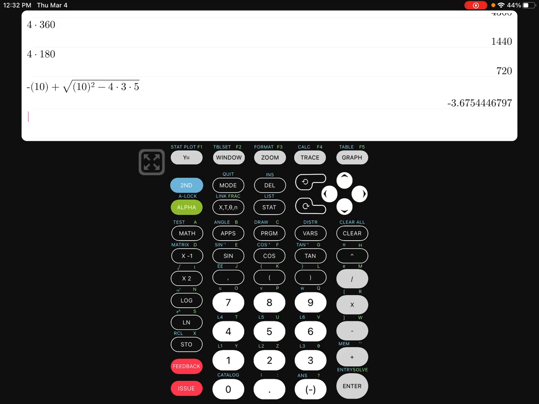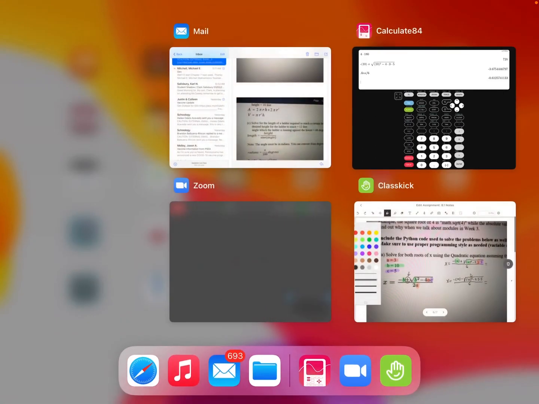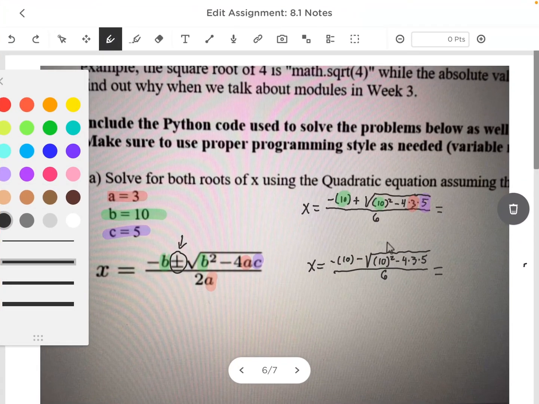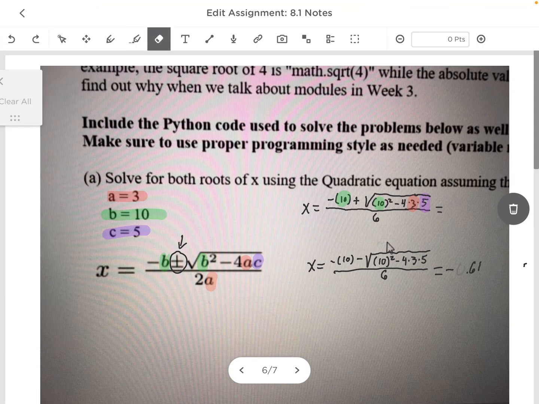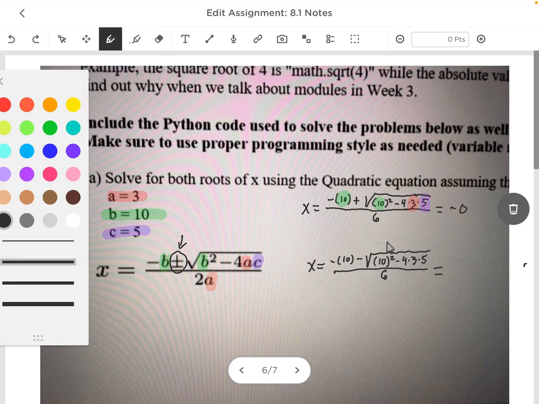Yeah, you can read it. And we're going to divide that by 6. That's going to give us negative 0.61. I don't know what we have to round to, but negative 0.61. And we'll change that to approximate, because we rounded.